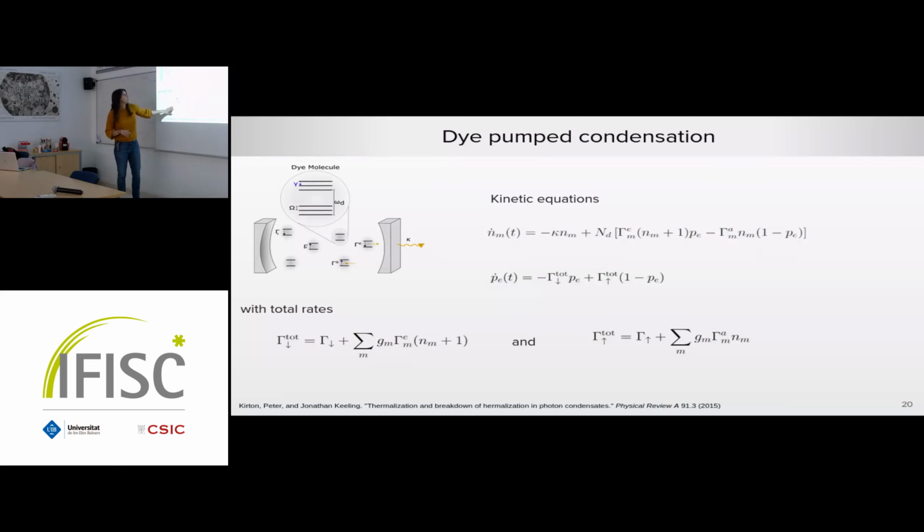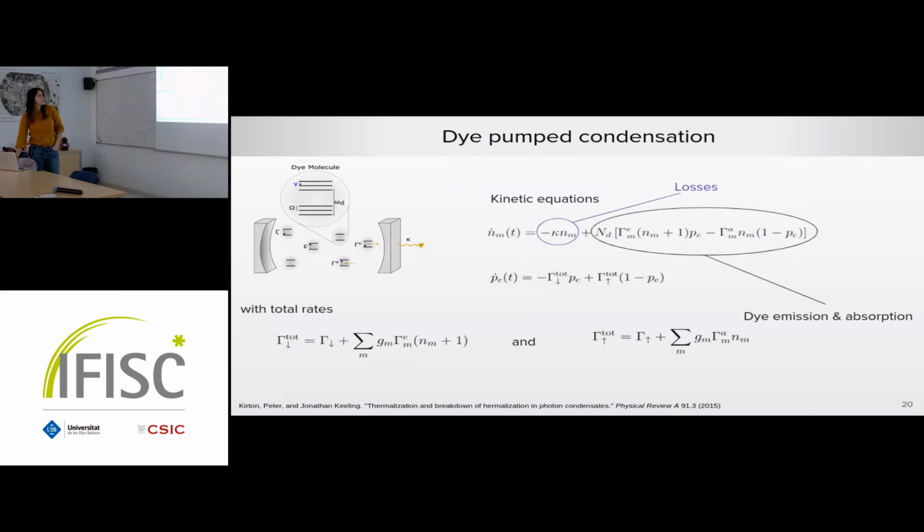Then these kinetic equations have, let's go term by term. They have some radiative losses. This is the interaction between the dye and the photons. And they also show the photon losses. And we have some pump. First, we started with some pump directly in the dye, so the pump is exciting the dye molecules.